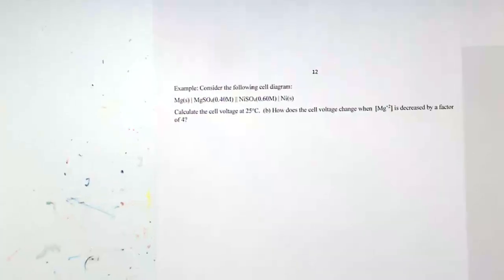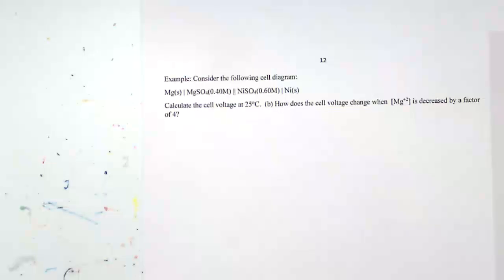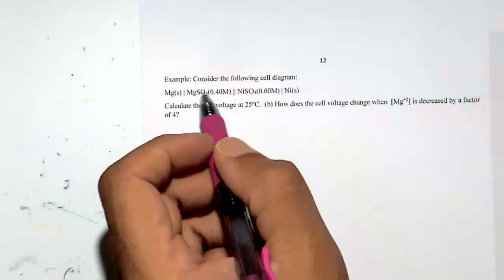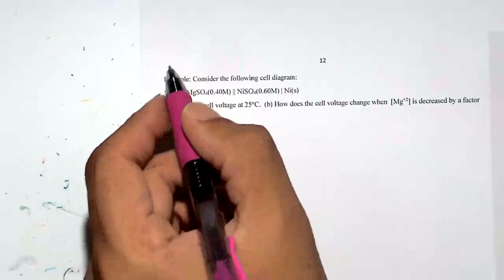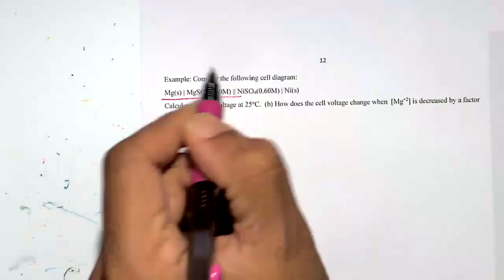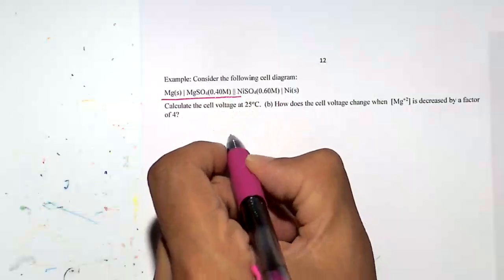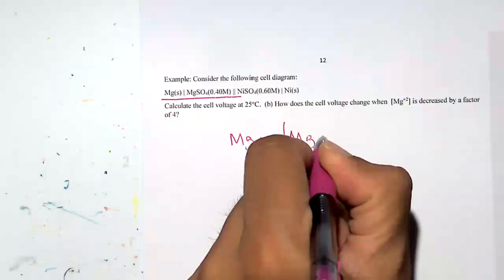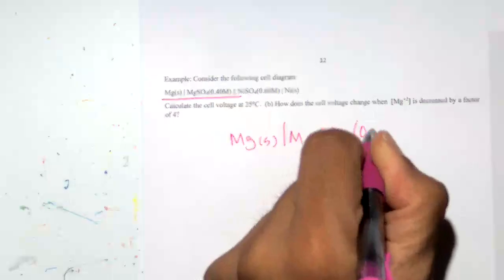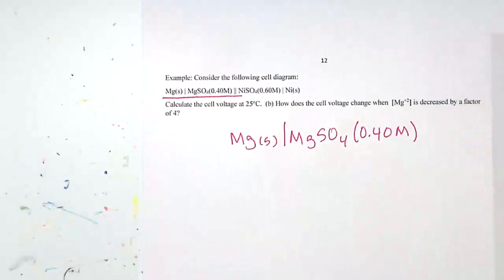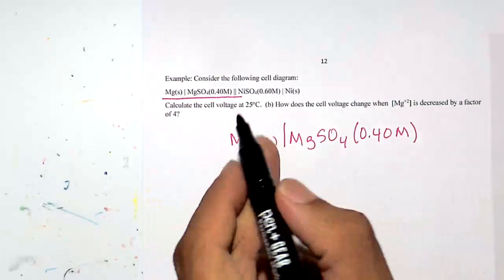Let's see if we can squeeze in 2 more, or at least finish this one before class is over. All right, so consider the following cell diagram. Do we know how to read one of these? We have here magnesium solid, straight line down, magnesium sulfate, whose concentration is 0.40 molar. So this is the anode.